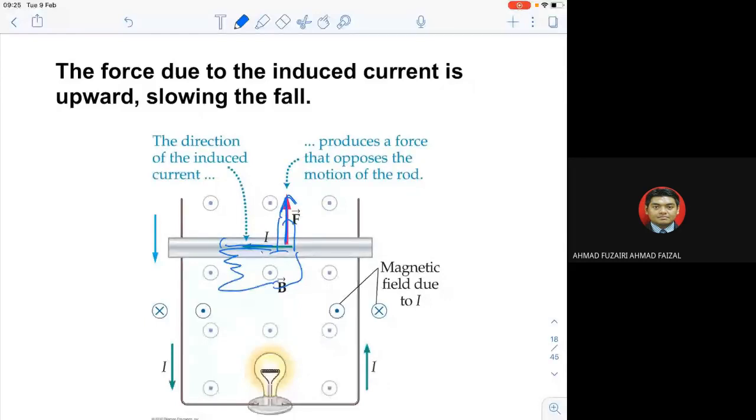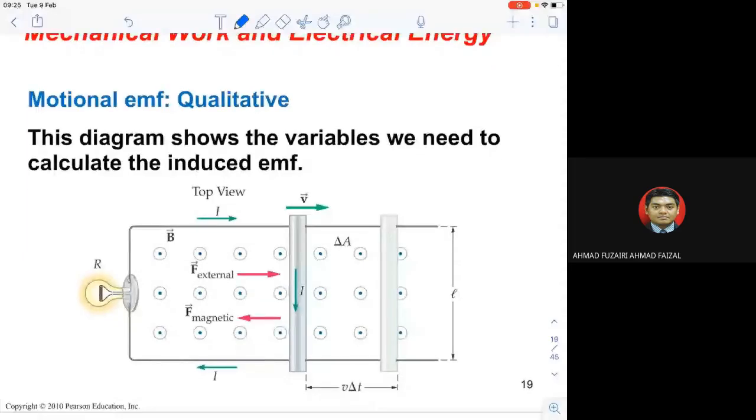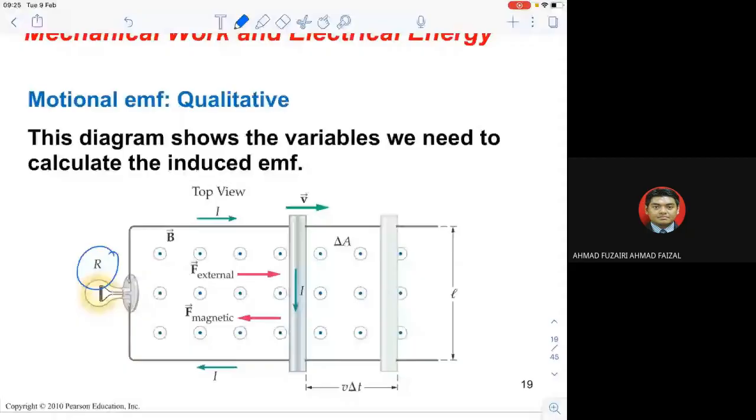It's very good to understand that. And then afterwards, we talk about mechanical work and electrical energy, which means we learn the motional EMF. So how to do a motional EMF? This diagram shows the variables we need to calculate the induced EMF. We have R. Now we have V. We have current, we have I, going in the clockwise position.